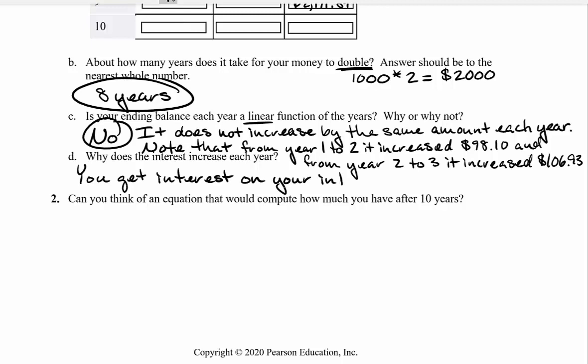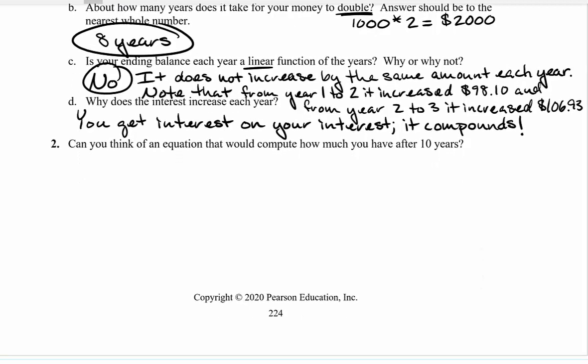We have a word for that. It's called compounding, or we say it compounds. That's a cool phenomenon. Your money earns money. And not only does your money earn money, the money that you earned earns more money. It's a beautiful thing. It's called exponential growth, which is something that we're going to learn about. Now, can you think of an equation in number 2 here that would compute how much you have after 10 years? Now, that's actually a warm-up and a segue into the next objective.